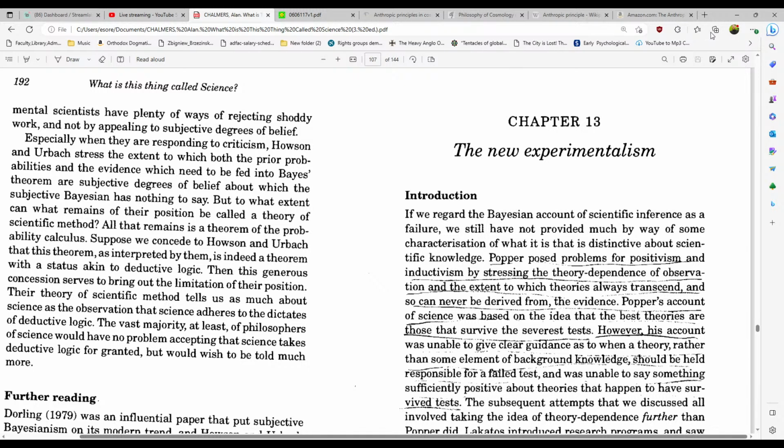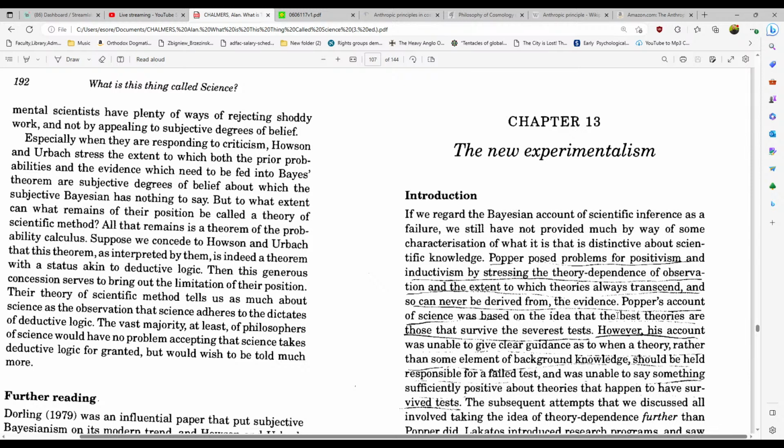If we regard the Bayesian account of scientific inference as a failure, so in chapter 12 we did the Bayesian theorem, right? And there were hopes that that would get us out of a lot of the problems, the epistemic problems, and then as we always find out, it fails. It fails to do anything for us. And so he goes on, he says, we still have not provided much by way of a characterization of what is distinctive about scientific knowledge, if there is any such thing, or maybe say science itself. And that's been a theme throughout our course as well.